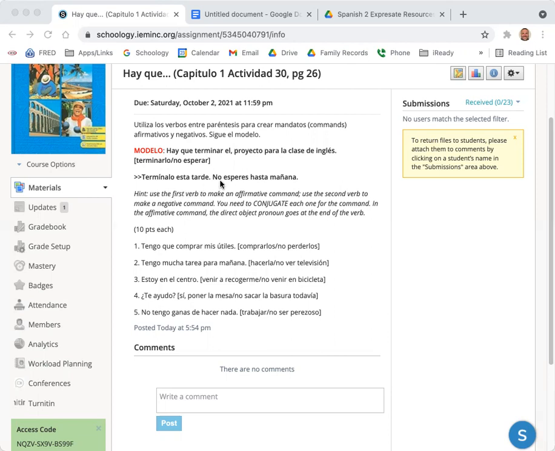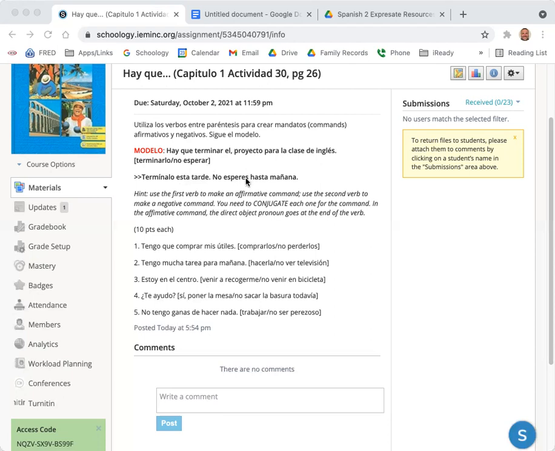Termínalo esta tarde. No esperes hasta mañana. Don't wait until tomorrow. Now notice that the verb is esperar, but the command says no esperes. The reason is that in the negative command for the tú form, and this only works with the tú form, the positive command, the affirmative command, keeps the vowel there, but the negative command changes.